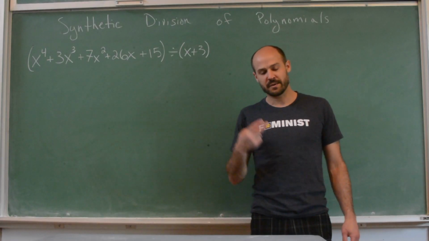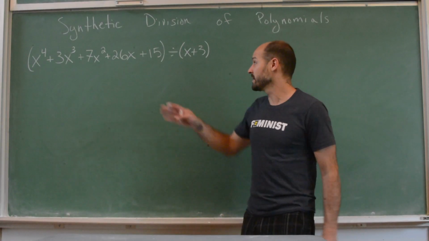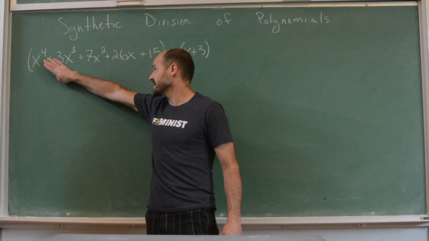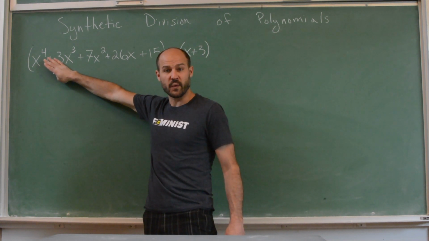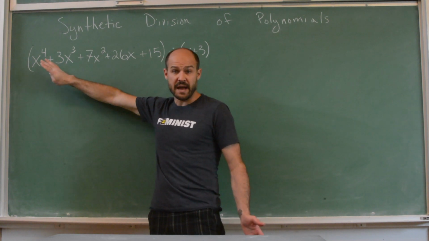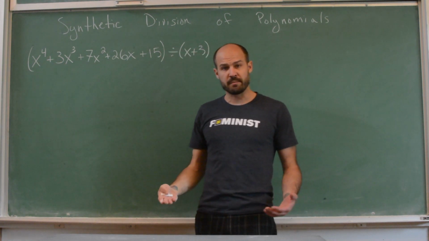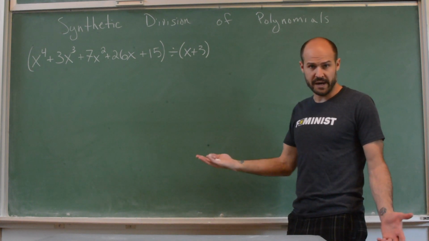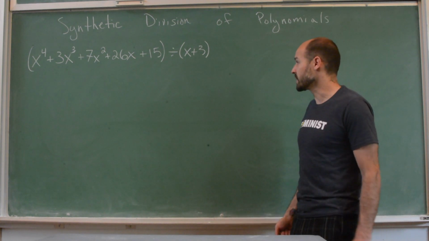For this problem, we'll notice something right off the bat. Our polynomial is larger than the examples we've seen in the past. This is an x to the fourth. It's a fourth degree polynomial. That's fine. We're just going to have an additional number in our synthetic division lineup, but we'll go through it and it'll work out just as well.